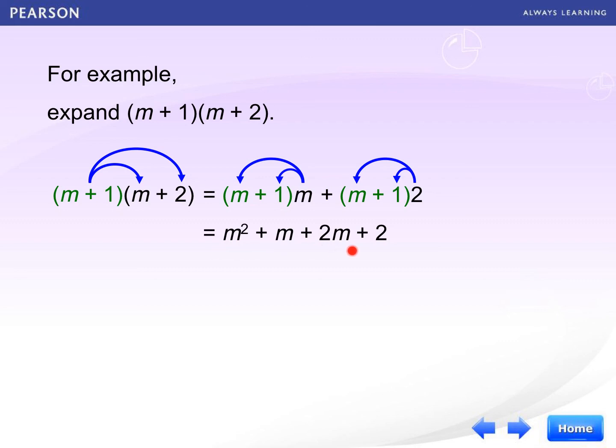But remember, this is not the end. You have to add up the like terms. So you add up m and 2m, it becomes 3m. Therefore, the result is m squared plus 3m plus 2.